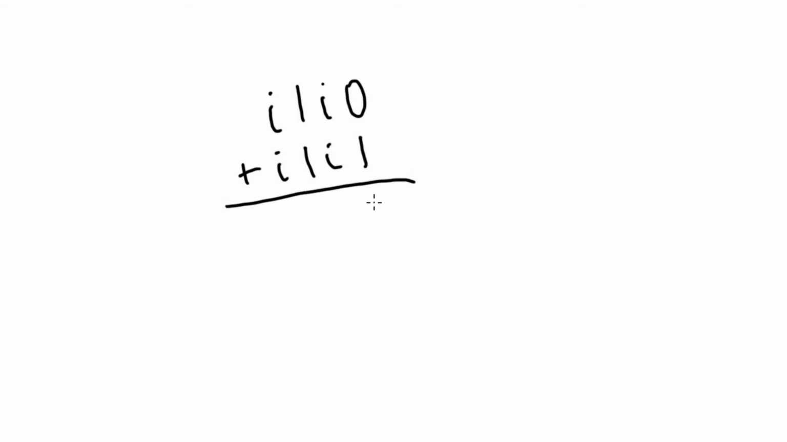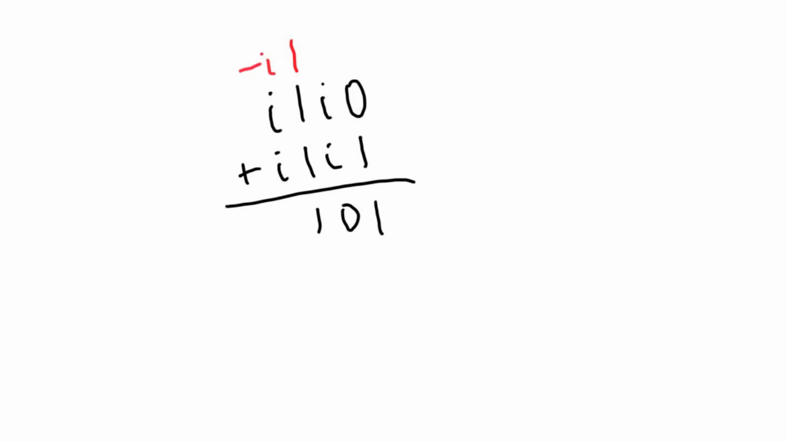Let's try an example. We'll solve for i1i0 plus i1i1. In the units column, 0 plus 1 equals 1. No carrying over is necessary. In the 2i's place column, a carrying over rule applies. i plus i yields 0 and carries over 1. In the negative 4's place column, the 1 plus 1 rule applies, but since we are adding 3 ones, it yields 1 and carries over negative i.